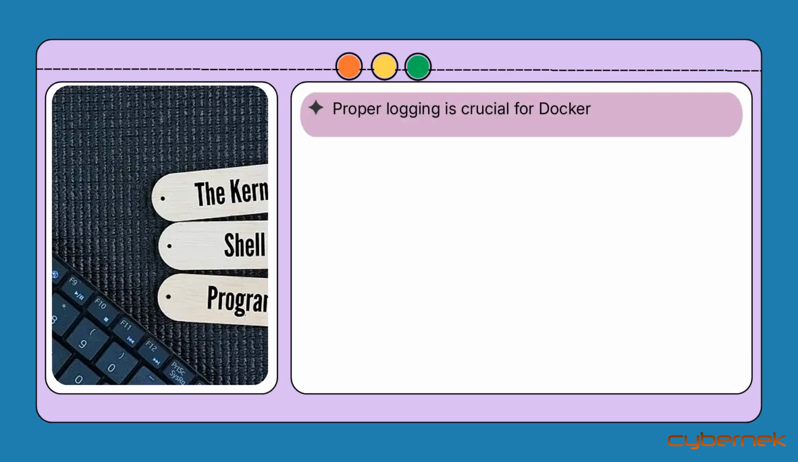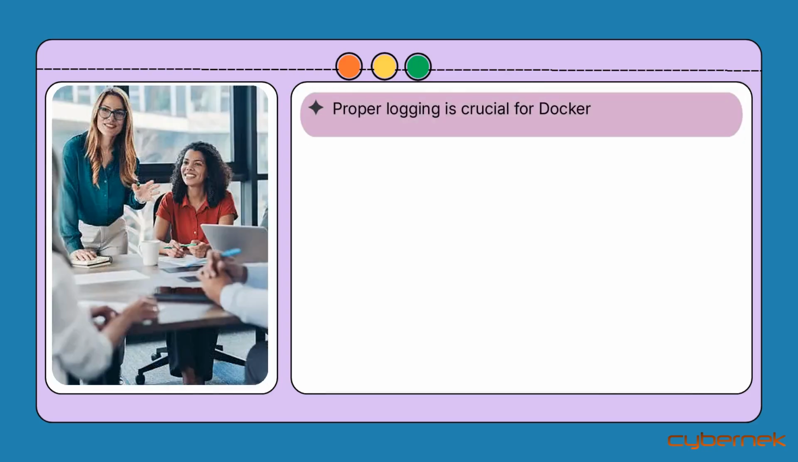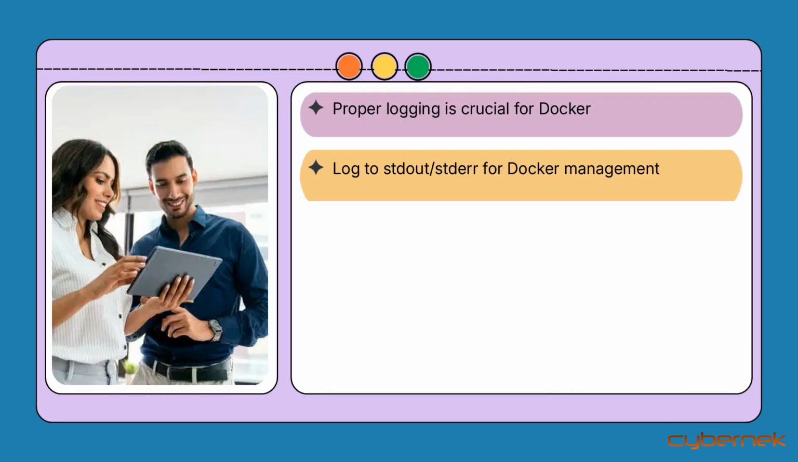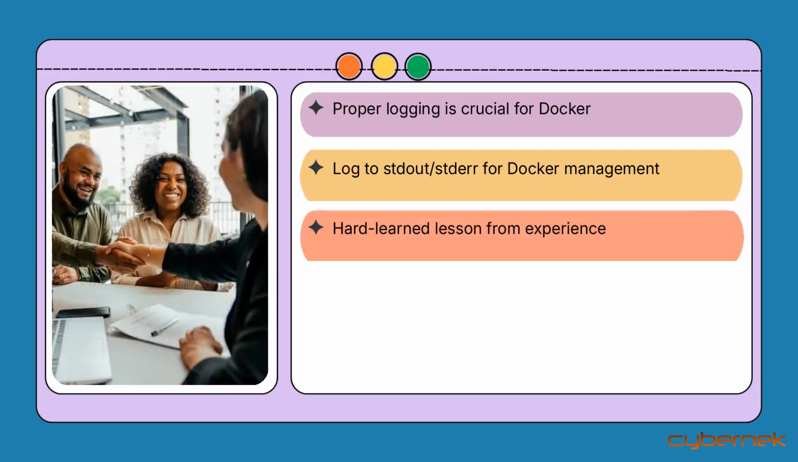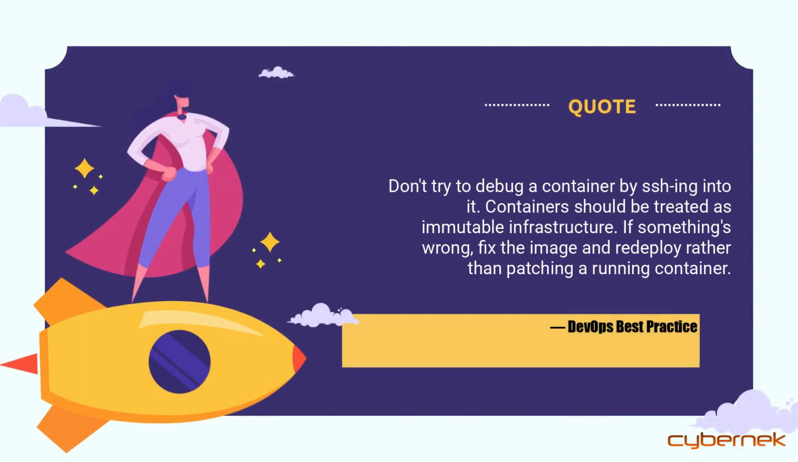One thing that took me way too long to learn is the importance of proper logging. Always configure your applications to log to stdout/stderr so Docker can capture and manage your logs properly. Quote, don't try to debug a container by SSHing into it. Containers should be treated as immutable infrastructure. If something's wrong, fix the image and redeploy rather than patching a running container.